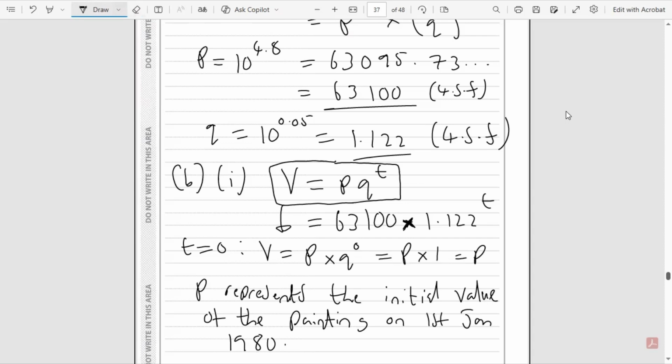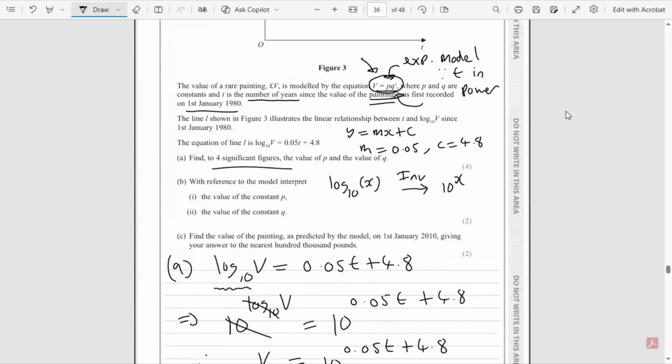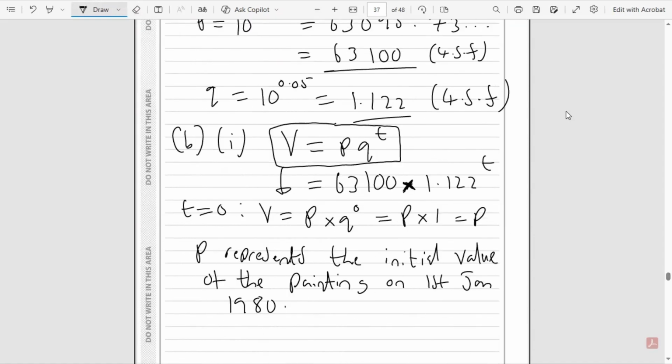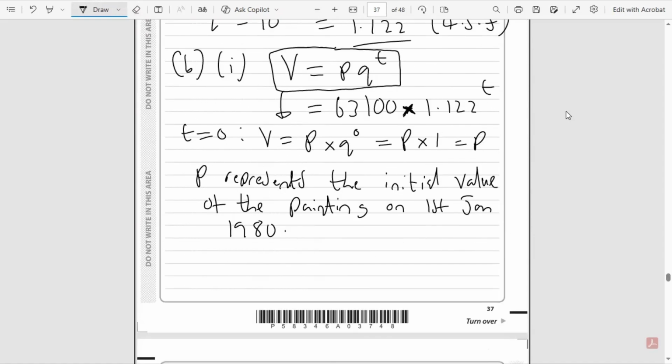Great, so that was part I, and then part II was to interpret the value of the constant Q this time. So this 1.122 value. Let's do that here. So with this setup, and again, I'll just write down the equation again. V is equal to 63,100 times 1.122 to the power of t. So what is this there? Now, if you remember back from GCSE compound interest, this formula looks very similar to a compound interest style of formula.